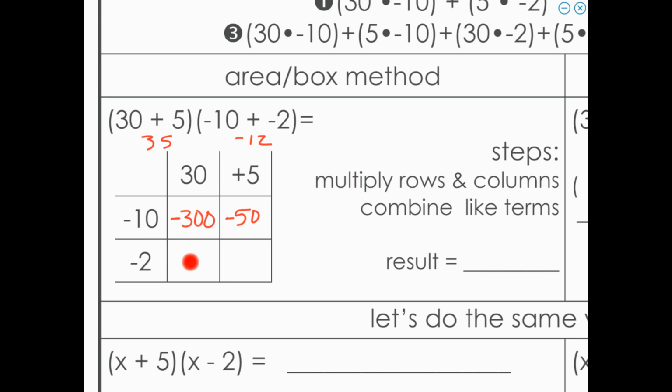Then this box, I've got negative 2 times 30, which is negative 60. And negative 2 times positive 5 for this box. Negative 10. Sorry, negative 10.